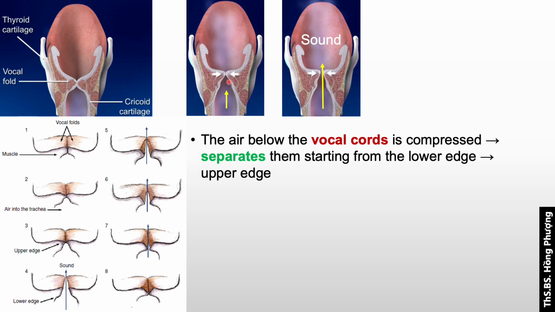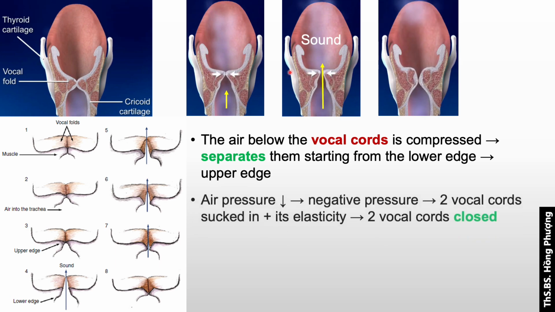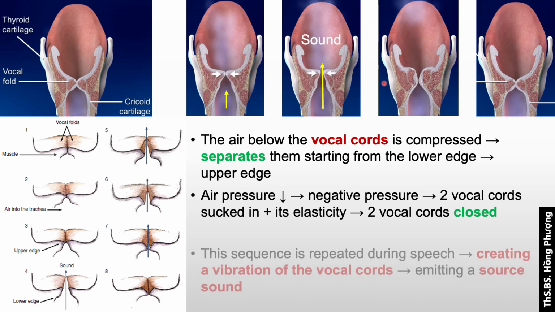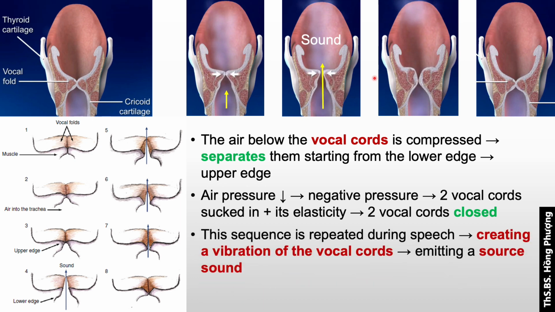The air below the vocal cords is compressed, then separates them starting from the lower edge to the upper edge. After the air pressure is reduced to negative pressure, the two vocal cords snap back with their elasticity and close. This sequence is repeated during speech, creating a vibration of the vocal cords to emit the sounds.